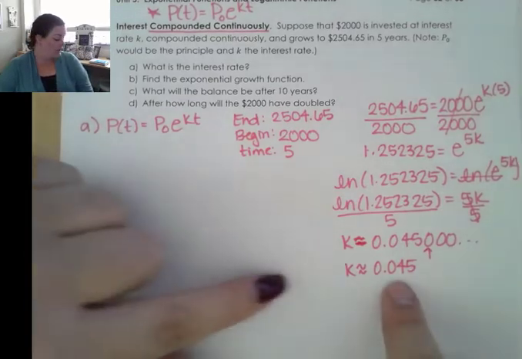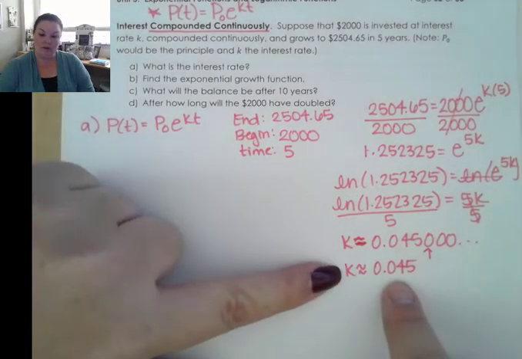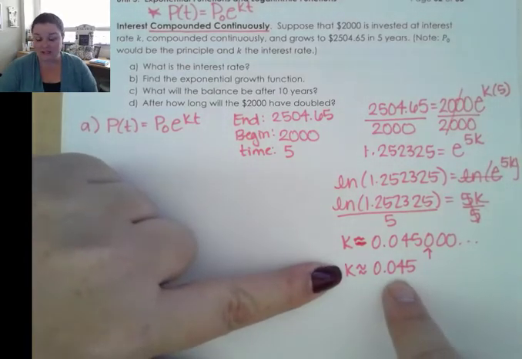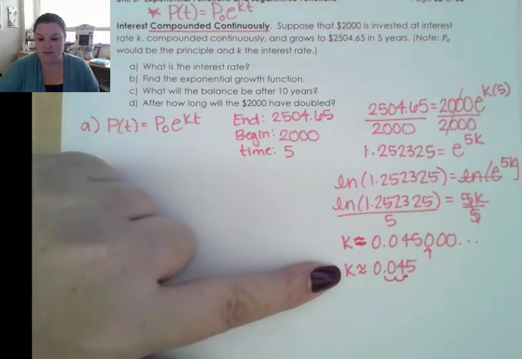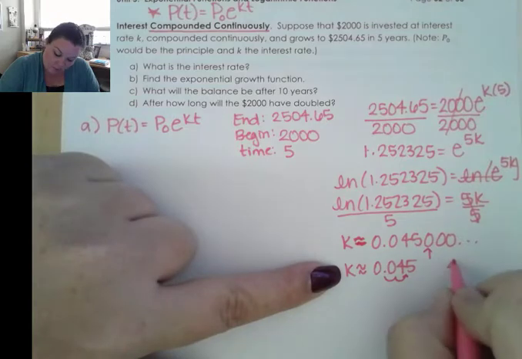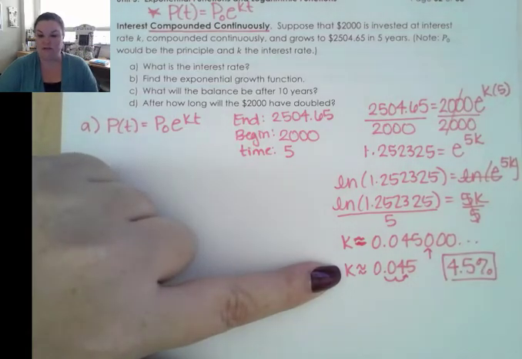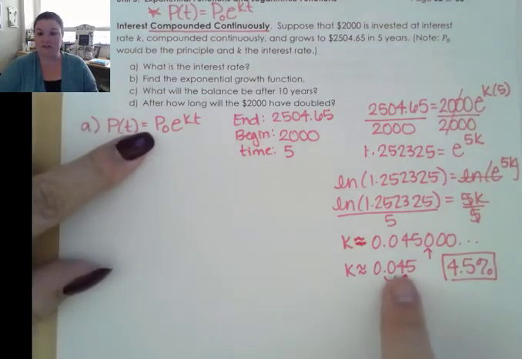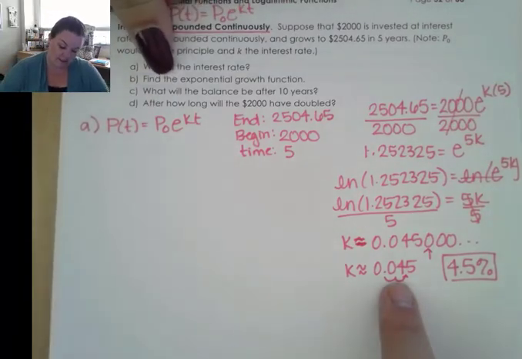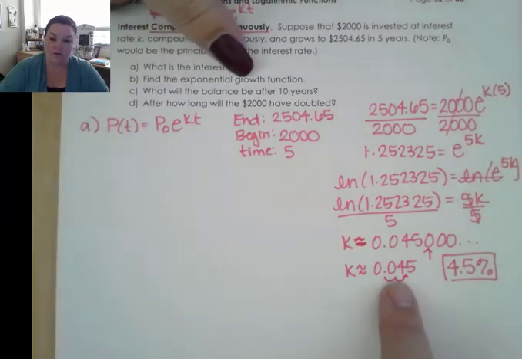Now, that is our k. If we want to know what it is as a rate or as a percentage, we would just move it 2 places to the right. So this would be 4.5% as an interest rate. But when we write it in our function, make sure you leave it as a decimal. Okay, so that's what part B is now asking us to do. Find the exponential growth function.